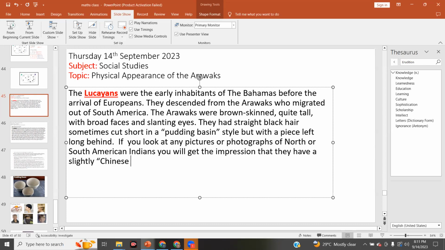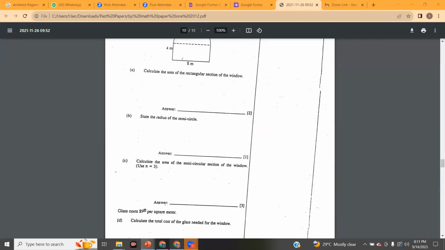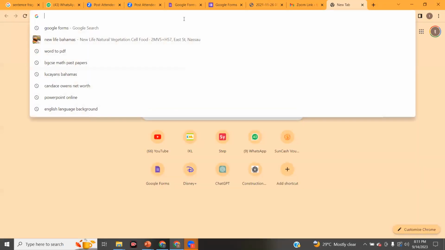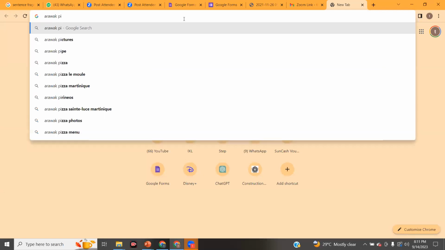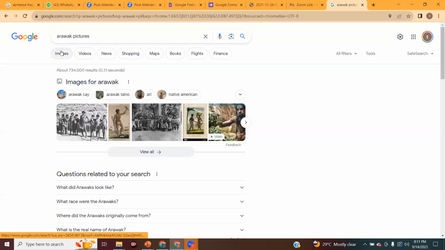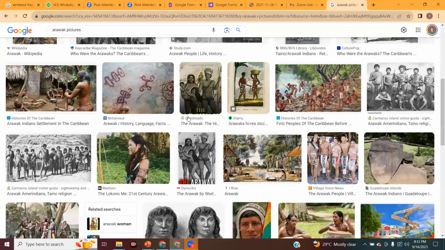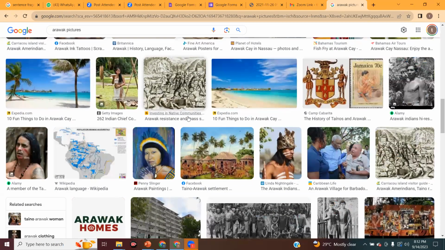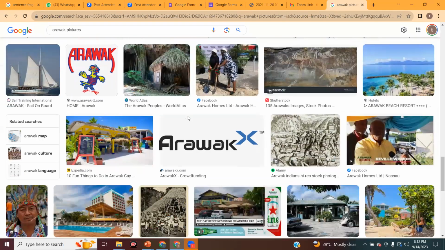So, Mr. Petit, you said their hair was short, like that putting basin, right? And they leave the long piece in the back, or they cut it? Yes. No, they leave the long piece in the back. So if we look at a picture of an Arawak, let me show you. If you look carefully, right? Let me see if I can find a good picture of it. I don't know what I did with this picture.